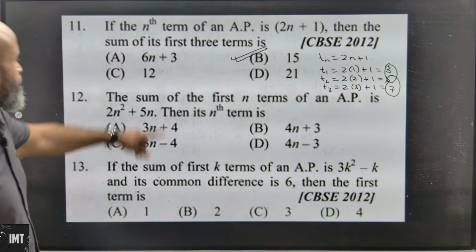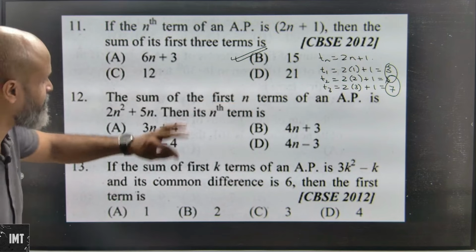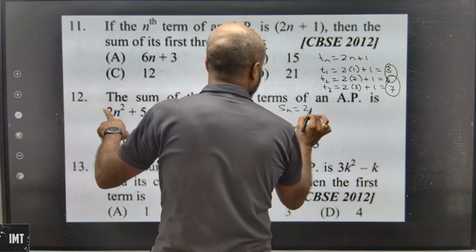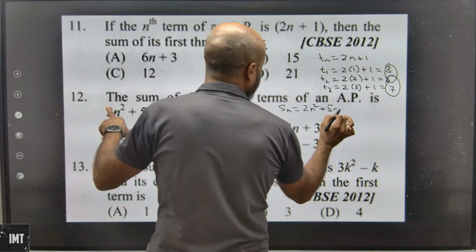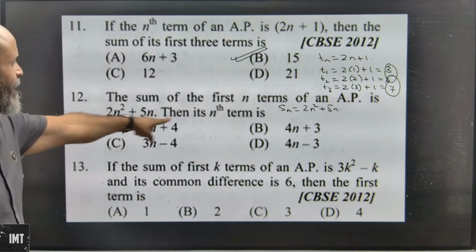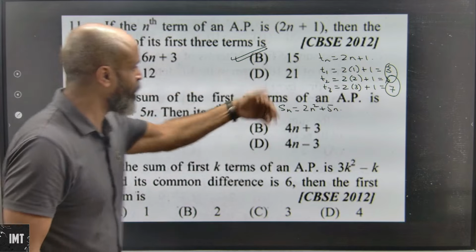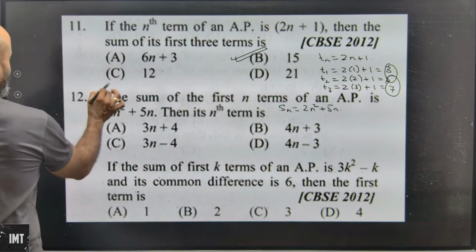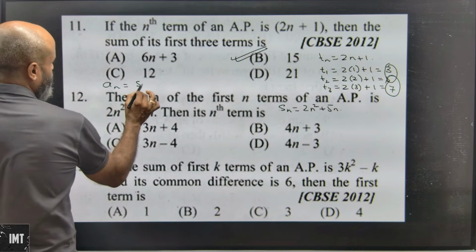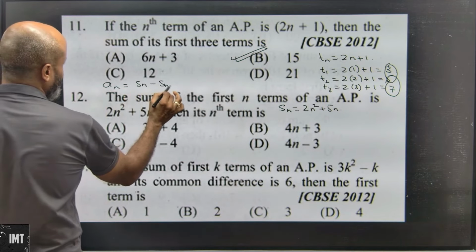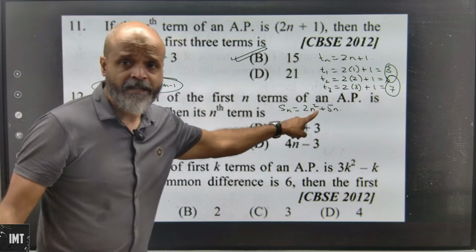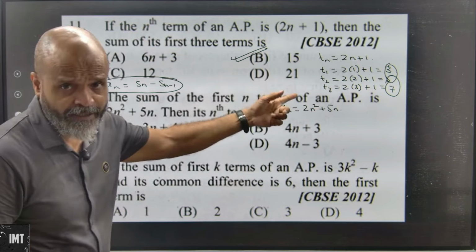Okay. The sum of the first n terms of an AP. Now this is a tricky question. Here Sn is equal to 2n square plus 5n. Think about it, people. You have to find out the nth term here. How will you find out the nth term? So very simple. There is a way to find out. See, nth term obviously equals Sn minus Sn minus 1. But this would be a complicated process here because you have to substitute the value of n minus 1.